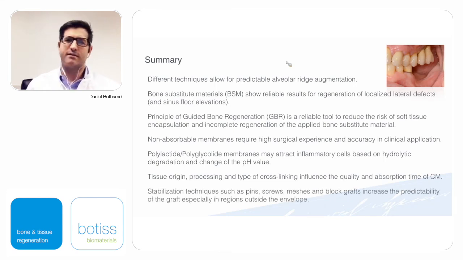And last but not least, this is all important for the smaller defects, but also for the larger defects. But for the larger defects, we don't see stabilization by the defect itself. We need to use specific techniques to stabilize the graft, such as pins, screws, the use of titanium meshes, maybe in combination with the collagen membrane, or even block grafts to immobilize the graft and increase the predictability in regions outside the envelope.